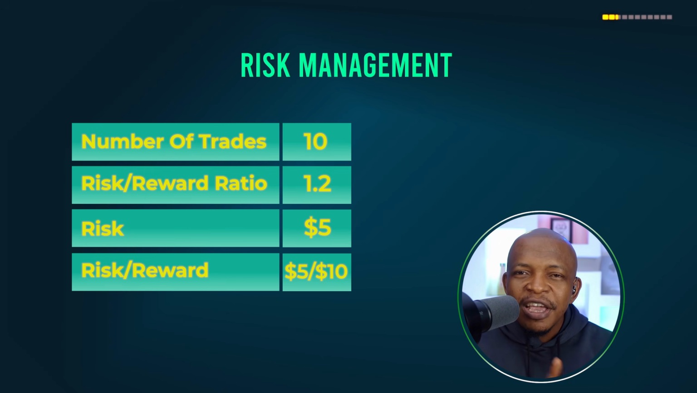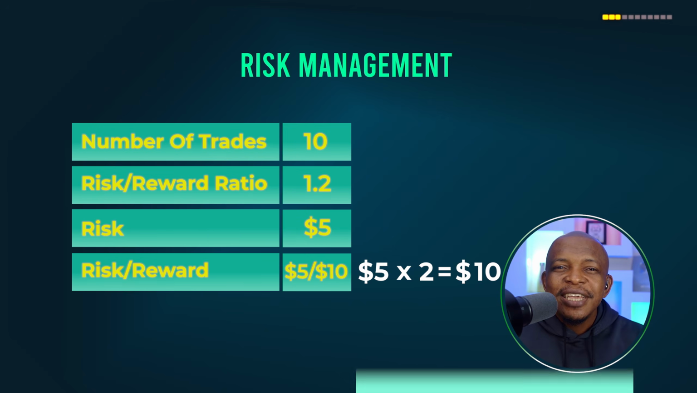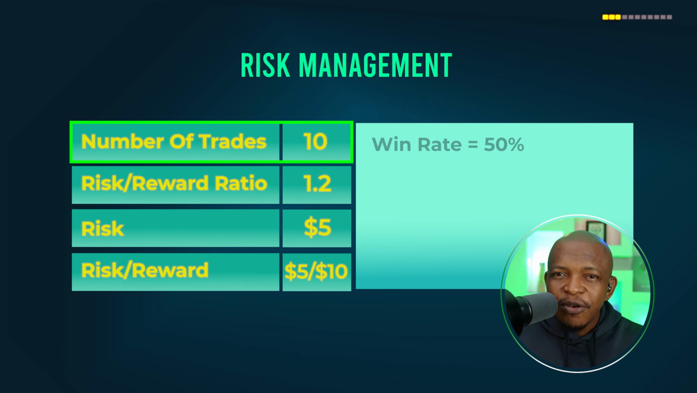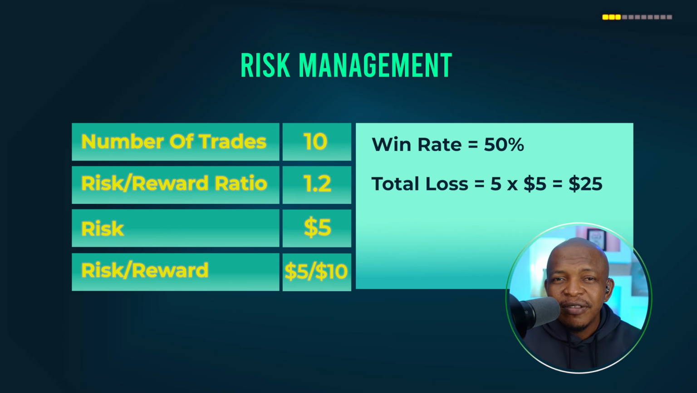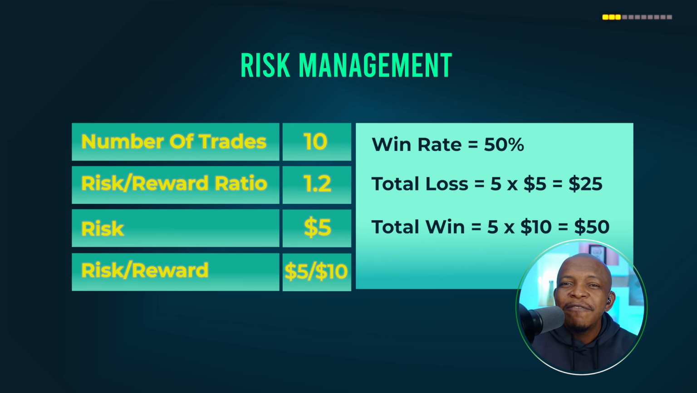In other words, if I risk $5 and I lose, I lose $5, and when I win, I win $5 times 2, which is $10. So if I take 10 trades with a 50% win rate, my total loss will be $25 and my total win will be $50, giving me a net profit of $25. I hope this makes sense.